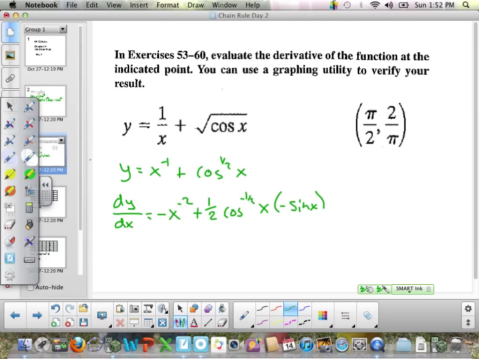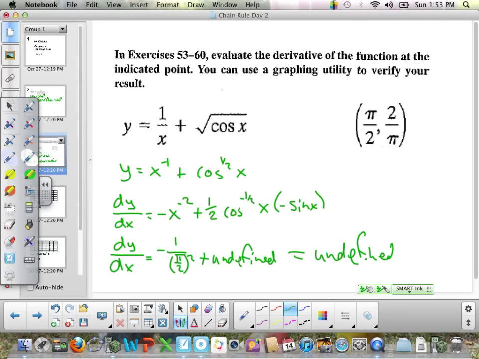All right, so let's plug in pi over 2. And we get negative 1 over pi over 2 squared plus 1/2 cosine of pi over 2 is 0. And since that puts this on the bottom, this is undefined. Which means it has a vertical tangent.